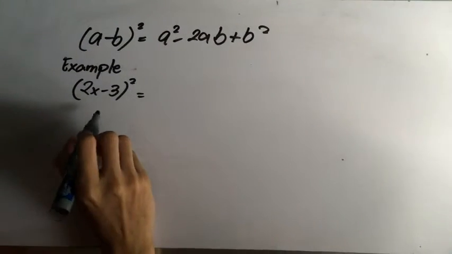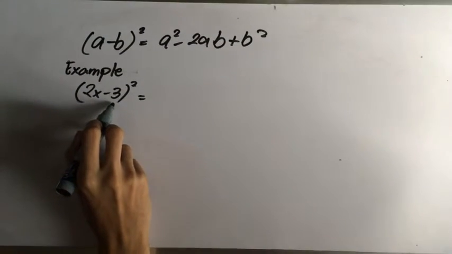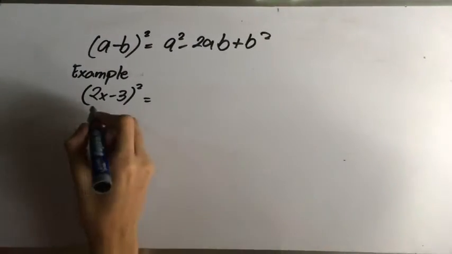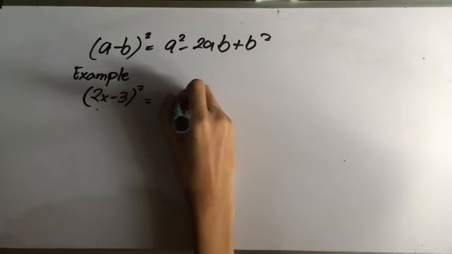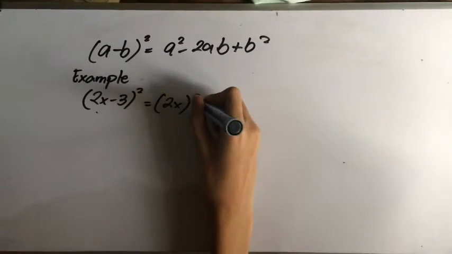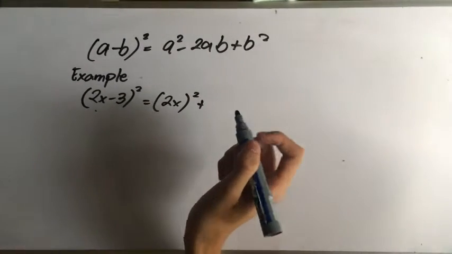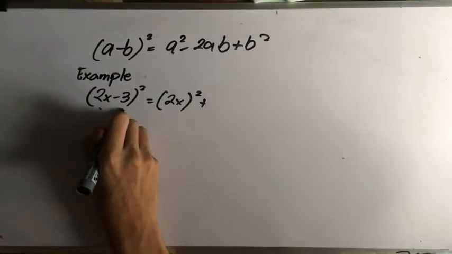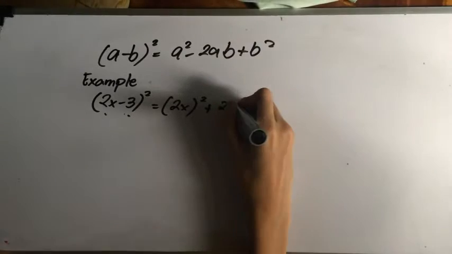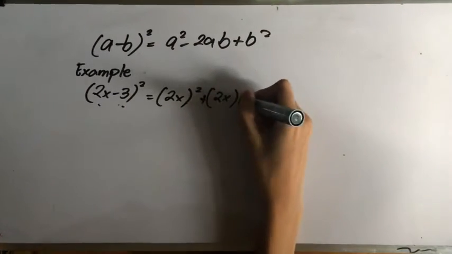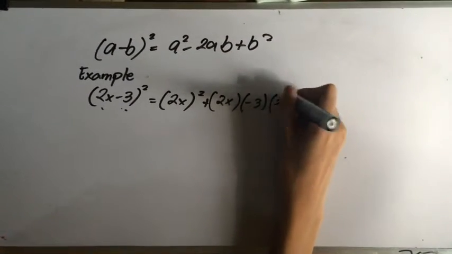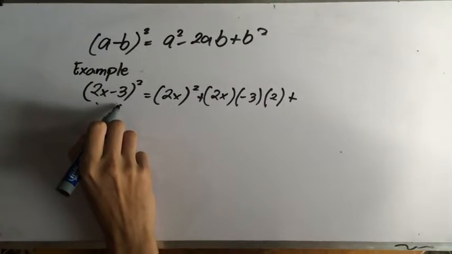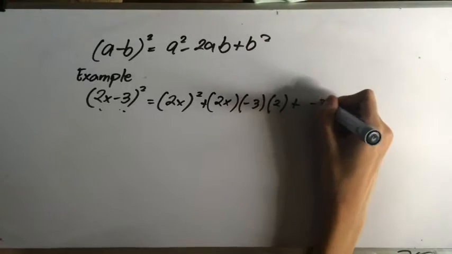So here the example, (2x - 3) squared. So what are we going to do? Square the first term, 2x. Then twice the product of the first and last, 2x times negative 3, times 2. Then square the last term, negative 3 squared.